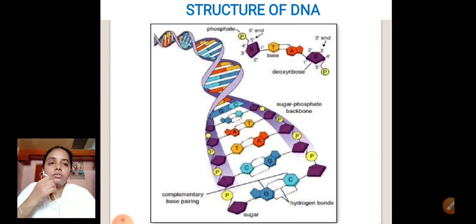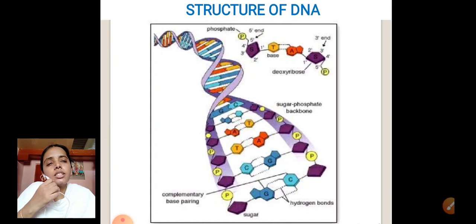Here is the structure of DNA. The structure of DNA was described by scientists James D. Watson and Francis H.C. Crick. In this double helix structure of DNA, each strand runs in an anti-parallel direction, having sugar and phosphate which act as the backbone.